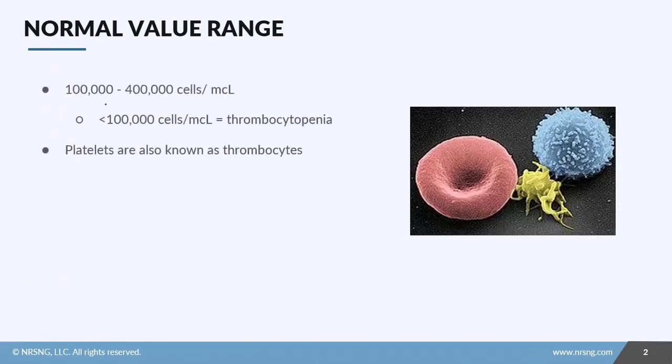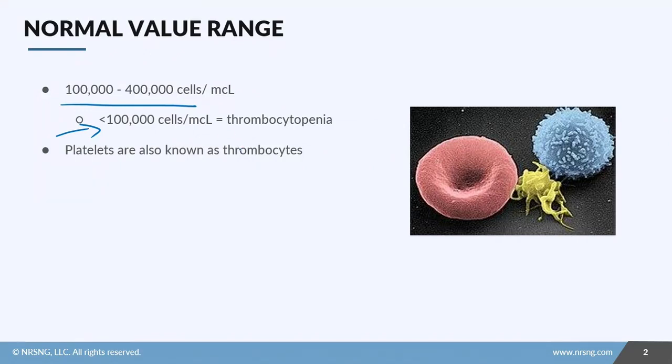In this lesson, we're going to talk about platelets and how they play a role in your patient's ability to clot. The normal values for platelets are 100,000 to 400,000 cells per microliter. Anything less than 100,000 cells is considered to be a condition called thrombocytopenia.